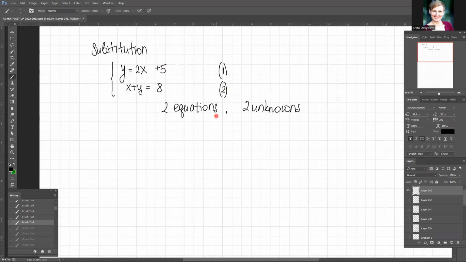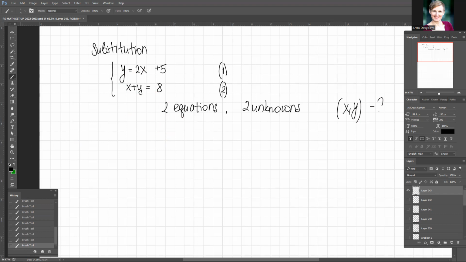And the goal is to find them. Sometimes there could be different letters, A, B, M, N, J, K. If you are not comfortable with any other letters, you can use x and y. But just remember how you organize them.